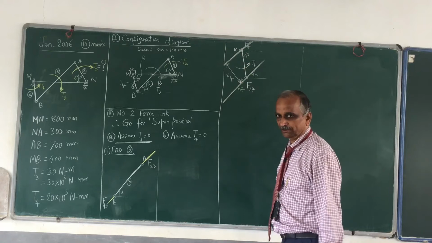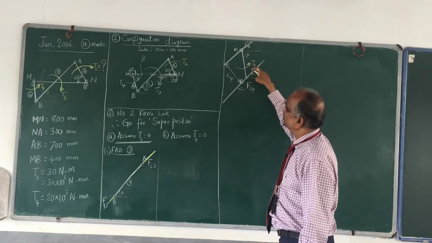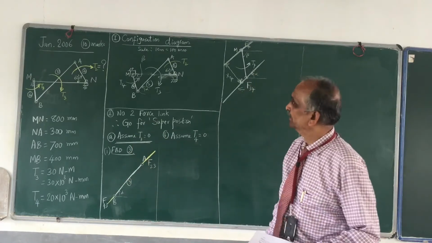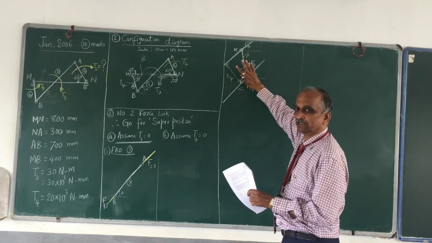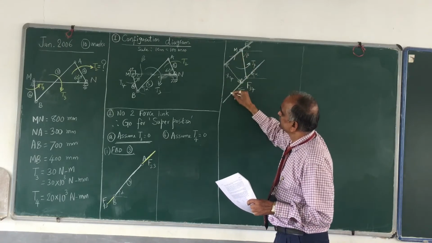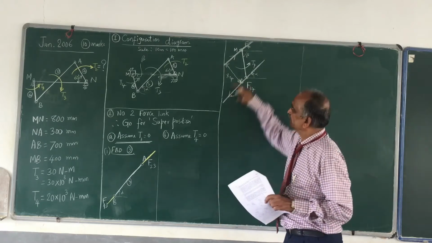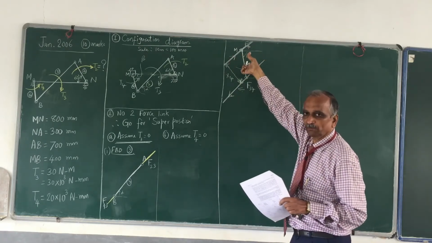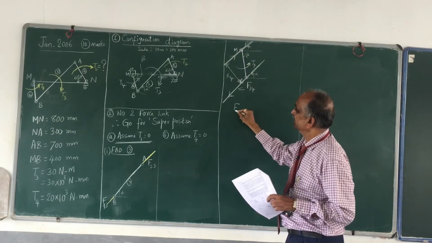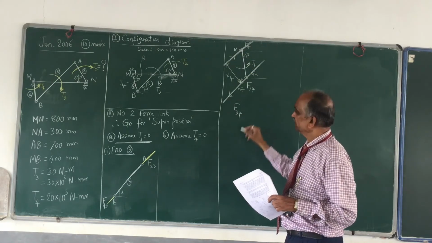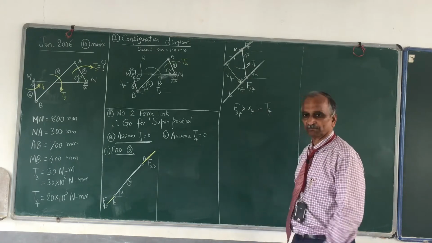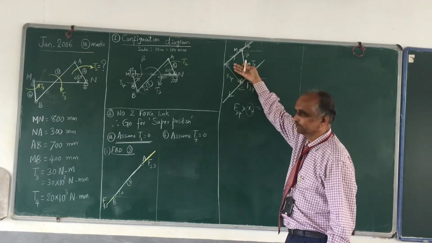T4 is anti-clockwise. And therefore these two forces must form a couple in the clockwise direction, because this has to remain in equilibrium, and this is anti-clockwise. These two forces will form a clockwise moment. Therefore this is F14, this is F34. Therefore F34, any one force multiplied by X4, is equal to T4. You know X4 because you have drawn it.